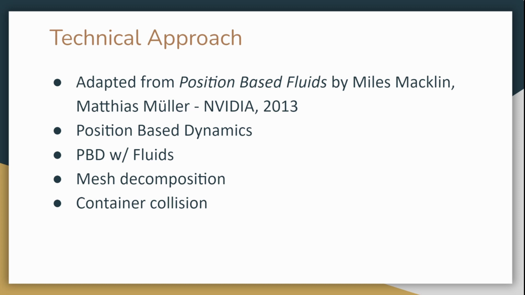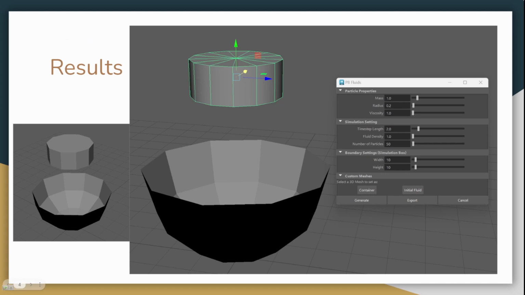In addition to the original paper, we also added several features that help us better integrate with Maya, including mesh decomposition, where we used a third-party library to decompose an initial mesh into particles. And then there's the container collision, which decomposes a user-defined container and then collides the particles with these container triangles. Here are some clips of our tool.